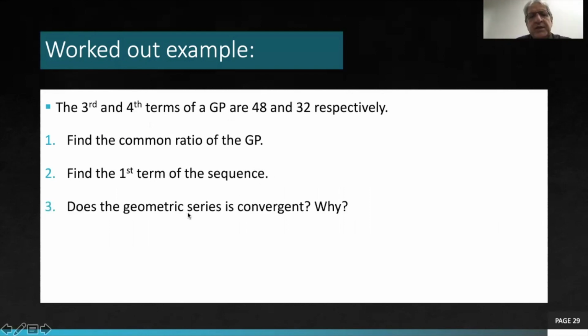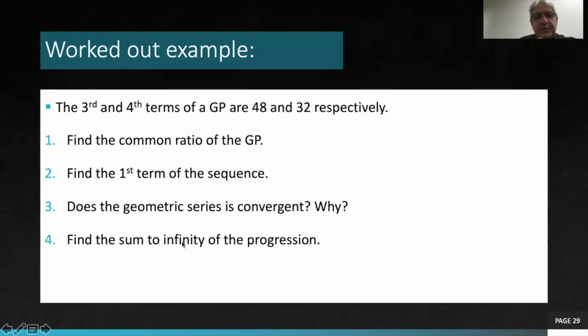Does the geometric series converge? Why? Then find the sum to infinity of the progression. Actually, when they are asking a question like that, immediately you can say yes, it converges, because they're asking us to find the sum to infinity.